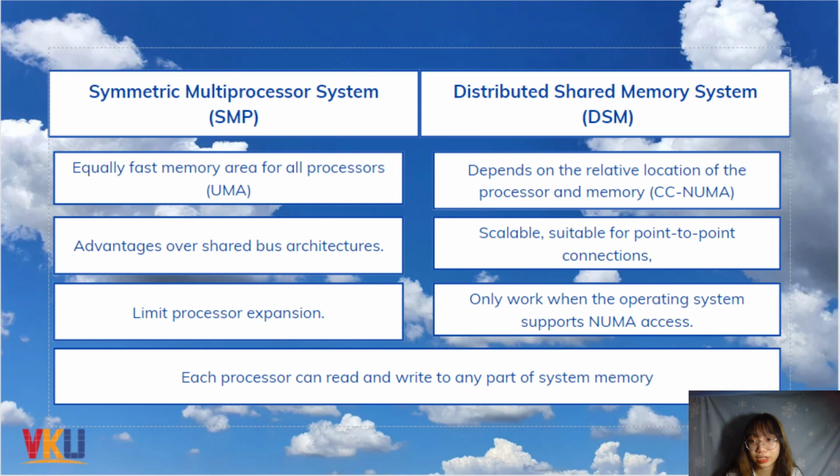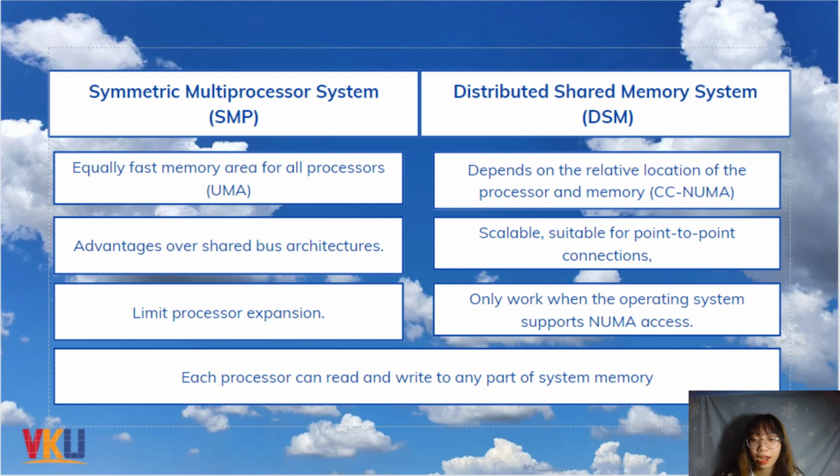In both types of organizations, each processor can reach and write to any part of the system memory. However, the SMP system usually has an equally fast memory area for all the processors, also known as Uniform Memory Access, the UMA. On the contrary, the DSM system has many memory areas, and the latency in memory access operations depends on the relative locations of the processor and the memory. They call it cache coherent non-uniform memory access.